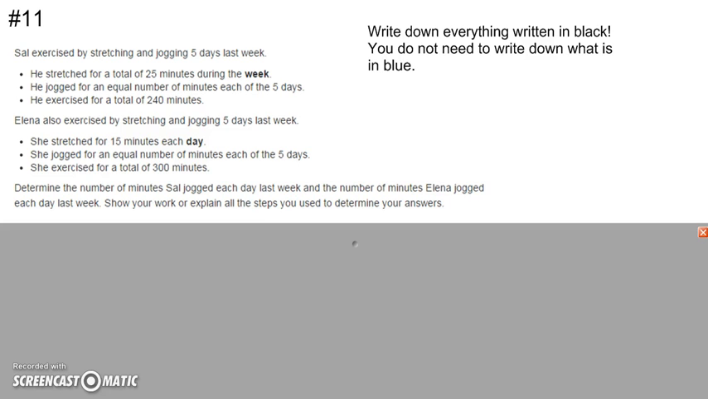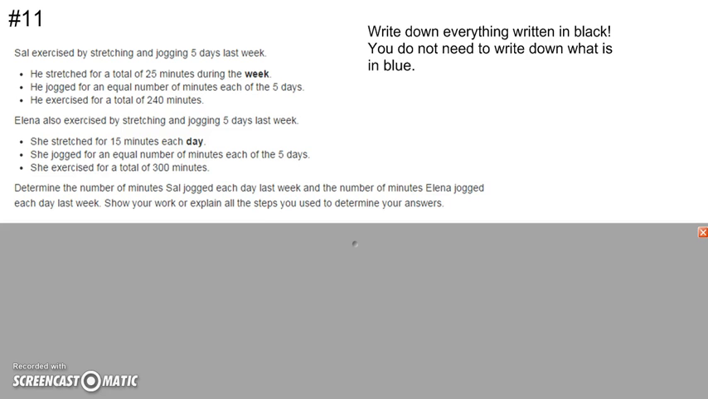Elena also exercised by stretching and jogging 5 days last week. She stretched for 15 minutes each day. She jogged for an equal number of minutes each of the 5 days. She exercised for a total of 300 minutes.